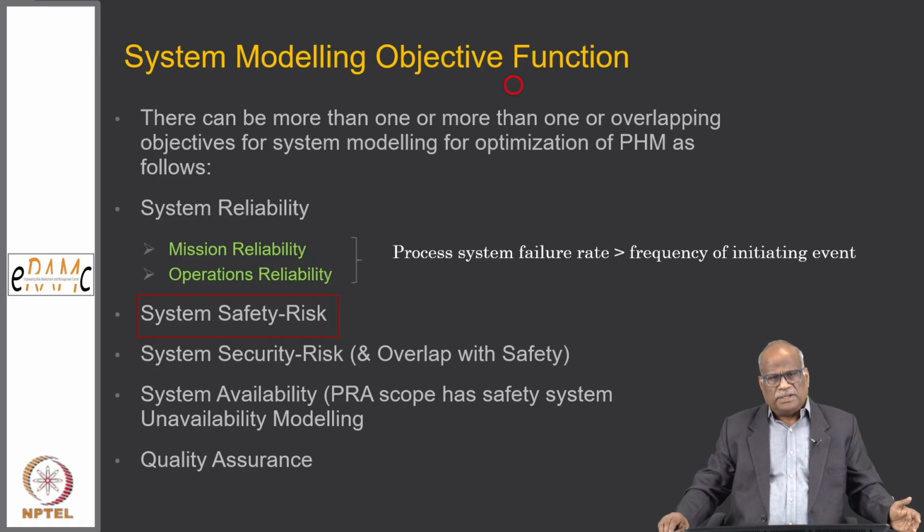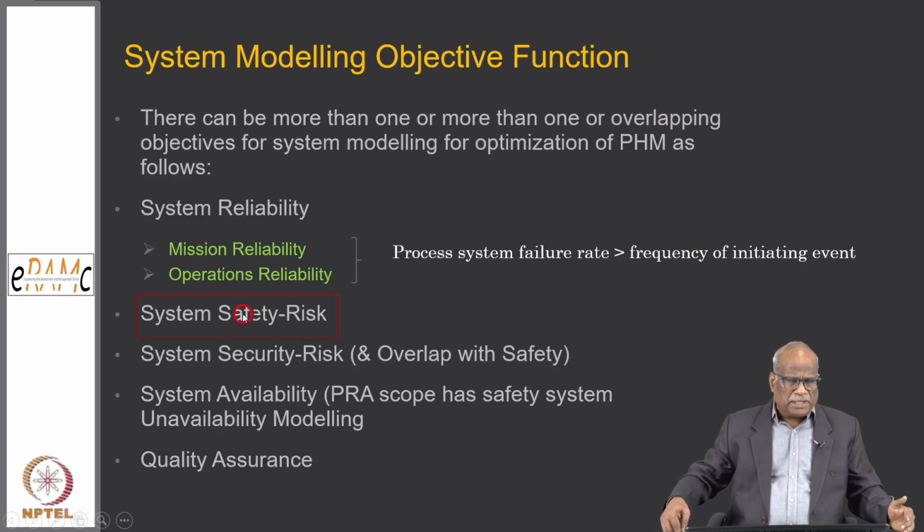I am using this word again and again just because I want you to understand, before reliability or any other metrics, safety metrics takes over, and it tells us what is the safety of the plant, and it is a non-negotiable component actually. Okay. Then we have a new component here, that is system security risk.